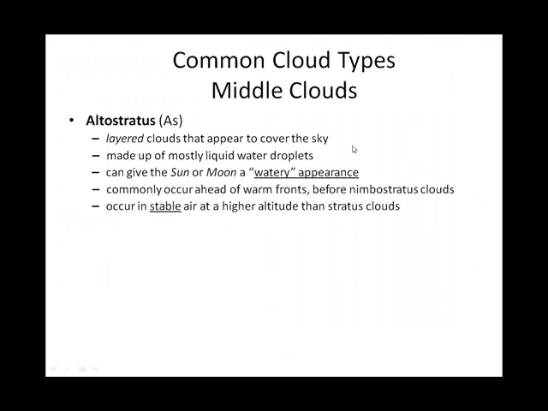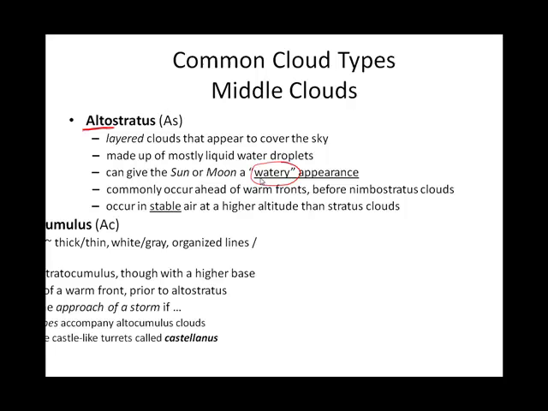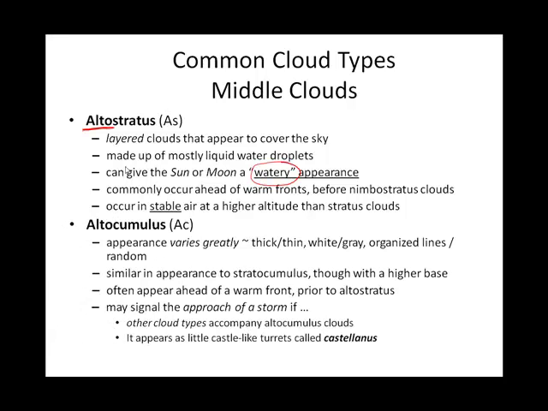Middle clouds, altostratus. Of course, since it's a middle cloud, it has to have the word alto somewhere in there. Stratus meaning flat. As I said before, this is the type of cloud that gives a watery appearance to either the sun or the moon. Stratus clouds tend to form in stable air. Altocumulus, alto meaning middle, cumulus meaning fluffy, and these would have some degree of instability associated with the atmosphere.